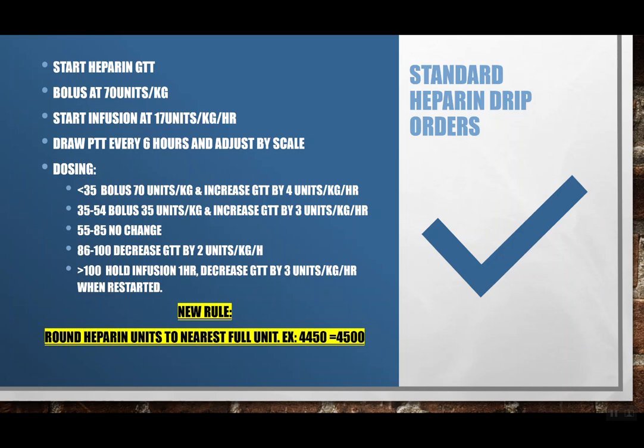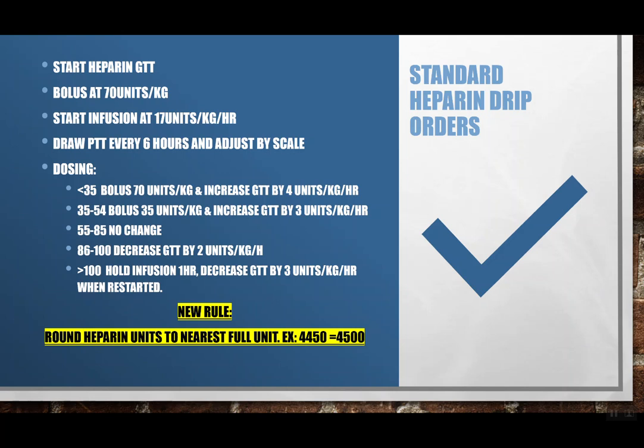So here's your standard order that can happen. Start heparin drip. Bolus is 70 units per kilogram. Start infusion at 17 units per kilogram per hour. Draw PTT every 6 hours and adjust by scale. And then there is your dosing based on what your PTT is. If it's less than 35, you do this. If it's 55 to 85, there's no change. You have to be able to draw that and understand what the number is and then make that decision.